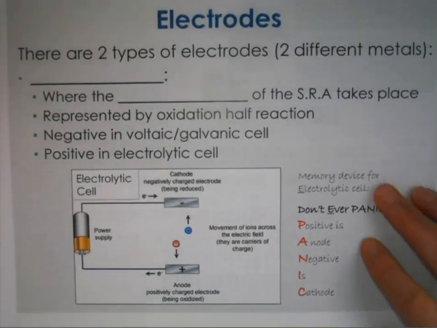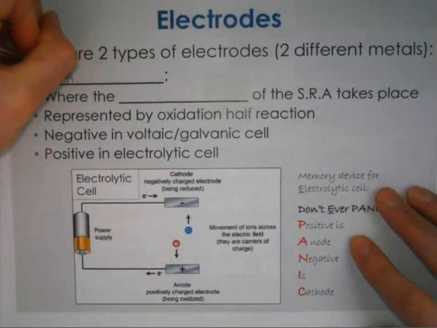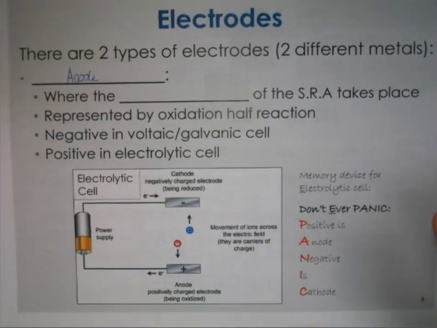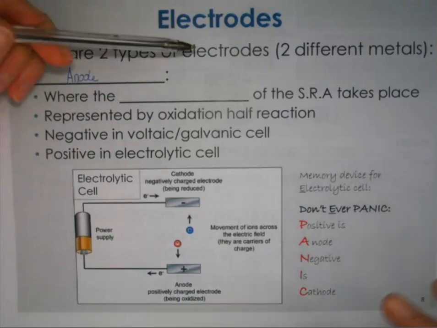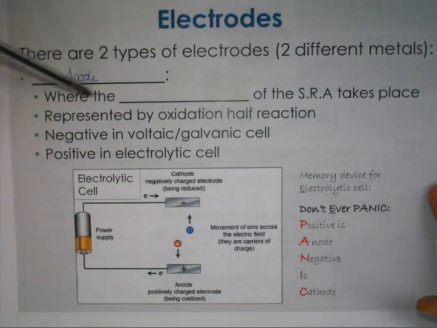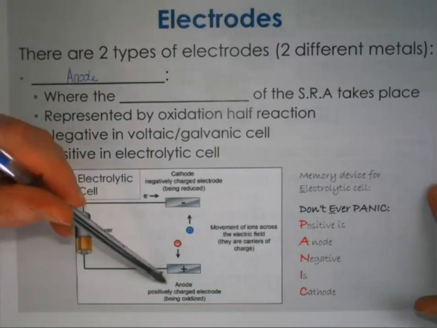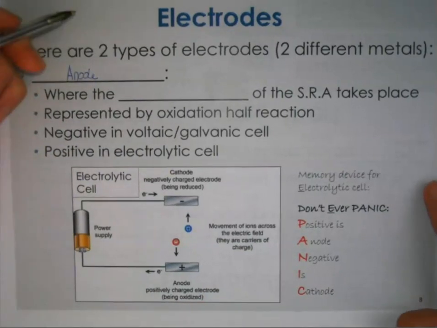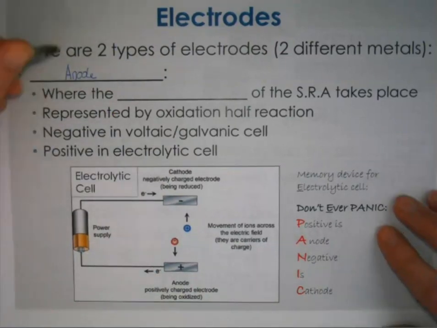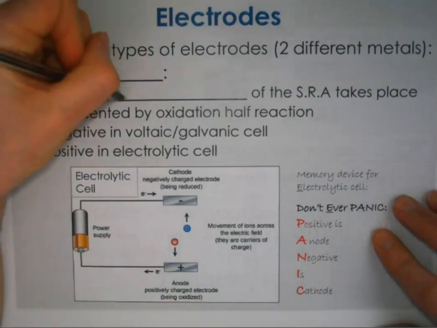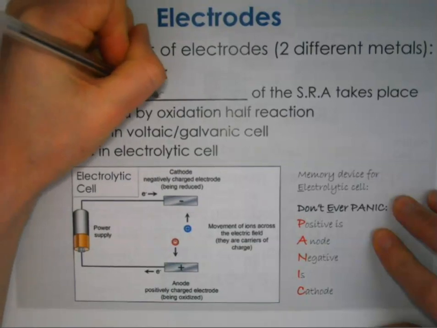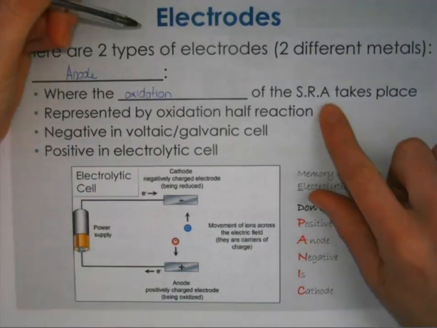So there's two types of electrodes. The first one we're going to look at is called an anode. Just keep in mind when you're thinking about vocabulary for this, electrode is the general term, so it can apply to either of the two types, and then we're going to look at the specific names, which are anode and cathode. Okay, so anodes and cathodes are the types of electrodes. Anodes are where the oxidation of the strongest reducing agent takes place.